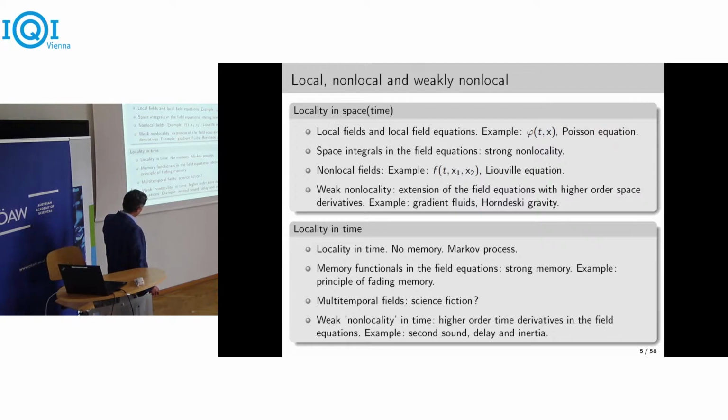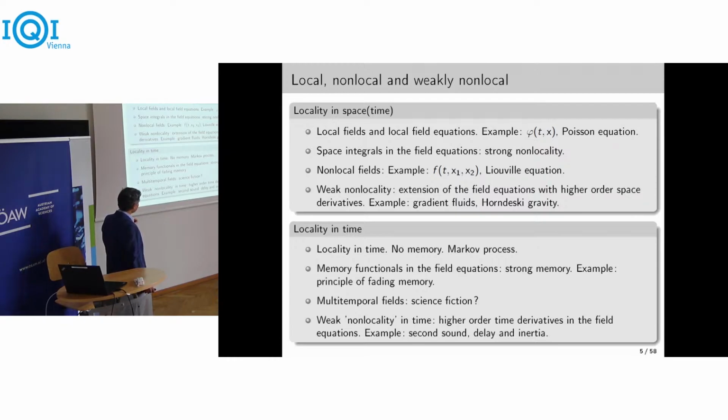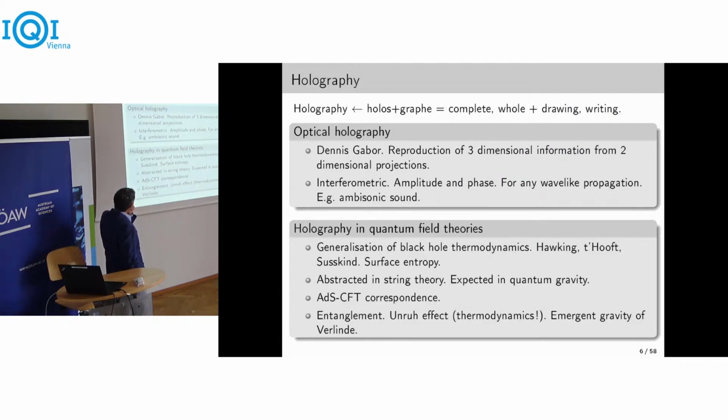But weak non-locality in time is when you introduce higher order time derivatives in the field equations. For example, extend a parabolic equation, first order in time, to a second order, introducing a second order time derivative. It introduces delay and inertia effect. So in mechanics, inertia is a memory effect, a weakly non-local extension of a first order equation in time. So when you have this impression about locality, let's speak about holography.